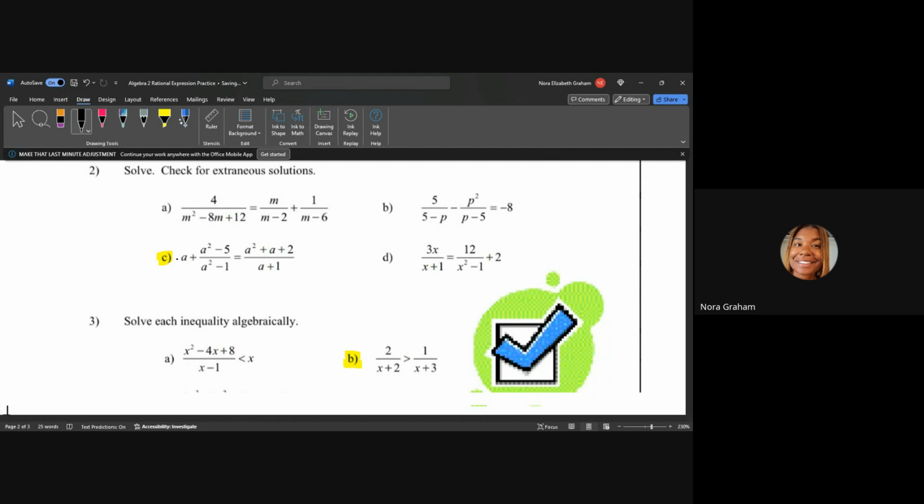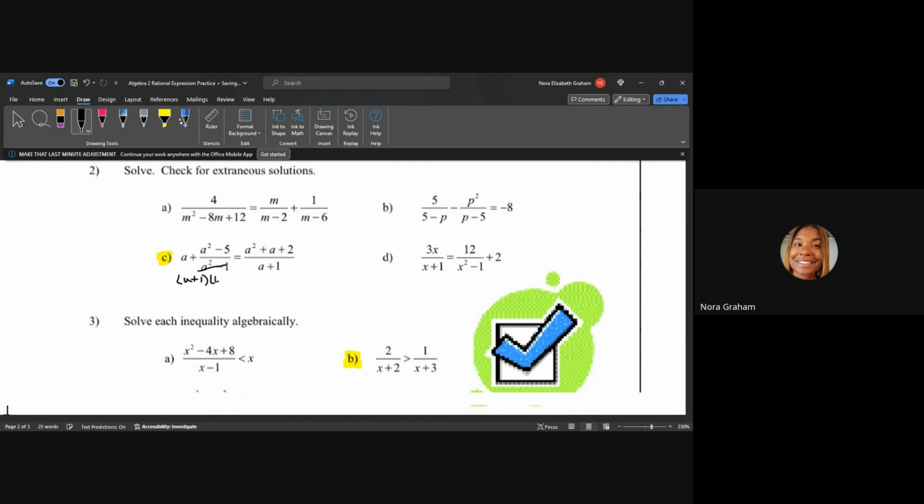For this one, we want to solve and check for extraneous solutions. So we have two rational expressions. The first thing I'm going to do is multiply both sides by the least common multiple. But first, I can factor this down. This is a difference of squares. So when I factor that, I'm going to get A plus 1, and I'm also going to get A minus 1.